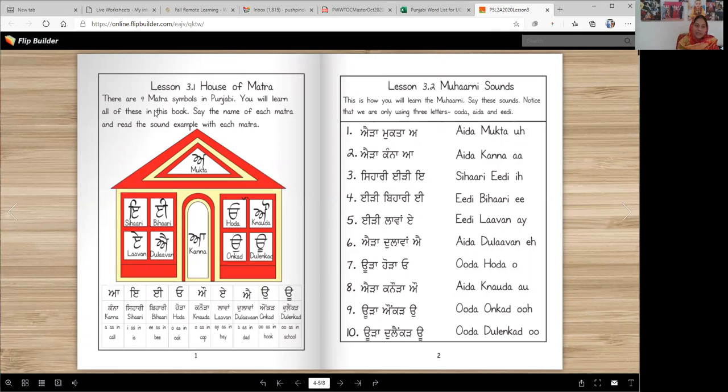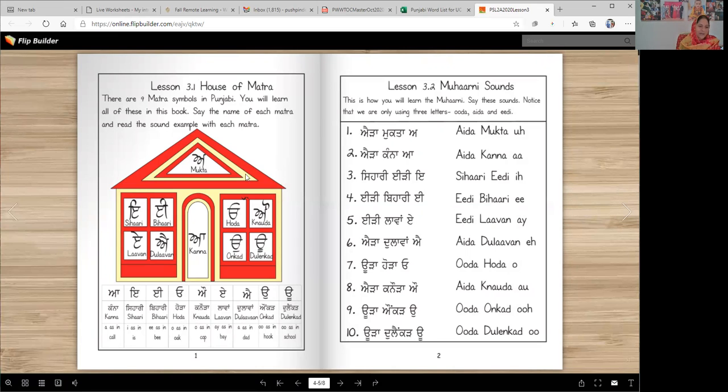So there are a total of 9 matra symbols in Punjabi. We have 10 sounds, but only 9 symbols. And one of the sounds that you learned already is mukta, in your PSL Book 1B. That's one of the sounds. But now we are going to learn the other 9 sounds and their symbols. All of those will be taught in one lesson each, and that's going to make you a master Punjabi reader. So let's get to it.